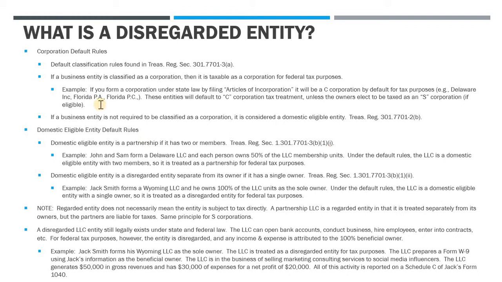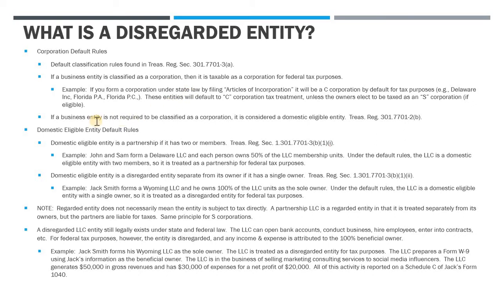Florida, we have Incs as well, just regular for-profit corps. But we also have Florida PAs, which are professional associations. Those are treated as corporations for tax purposes. And we also have PCs as well, so professional corporations, also treated as C Corps for tax purposes, unless you want to elect to be taxed as an S Corp if it's available. Okay, so that's, again, the starting point here.